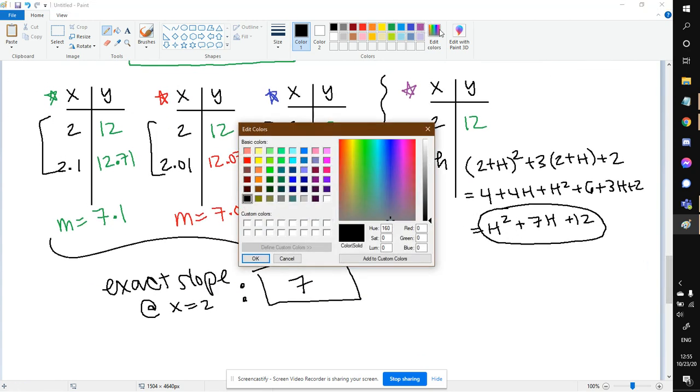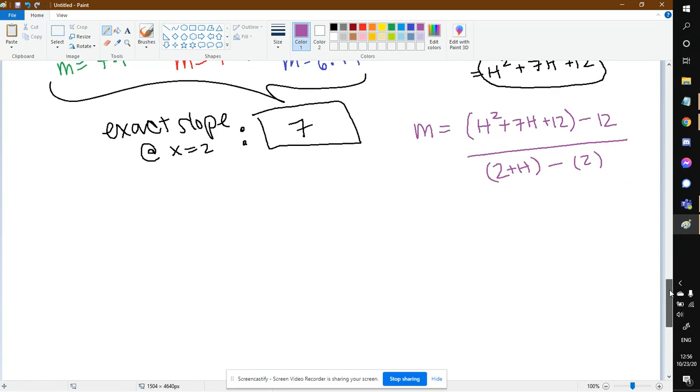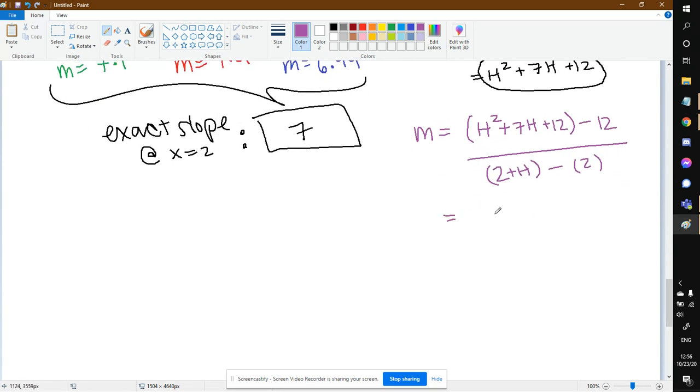And then when I find my slope of this, I would say y2 minus y1 over x2 minus x1. And then I'm going to simplify this a little bit. These two cancel out. These two cancel out. So I get h squared plus 7h divided by h. Because I can cancel an h from all 3 terms, I get h. And this simplifies to h plus 7.